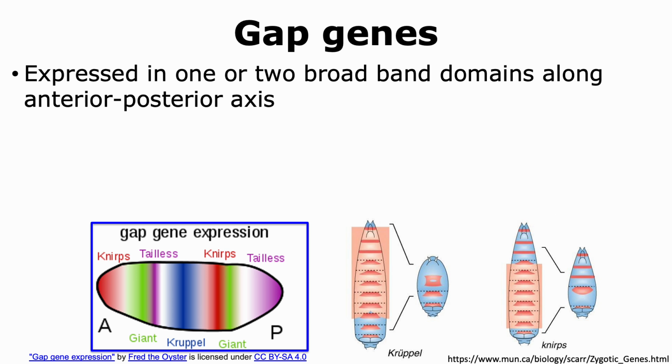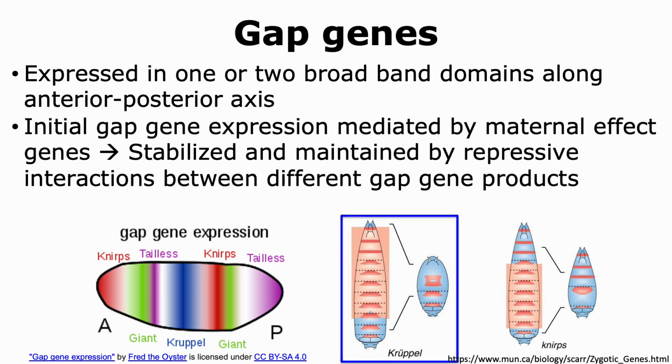For example, tailless, which is shown in purple, we can see its expression in purple, whereas giant's expression is shown in green. So as we can see, their expression is formed in the form of these broad bands, and you can have either one broad band like that of Kruppel, or you could have two broad bands like that of knirps or tailless.